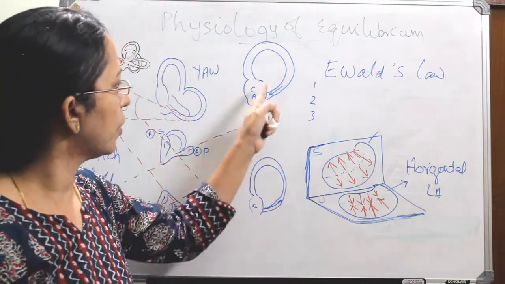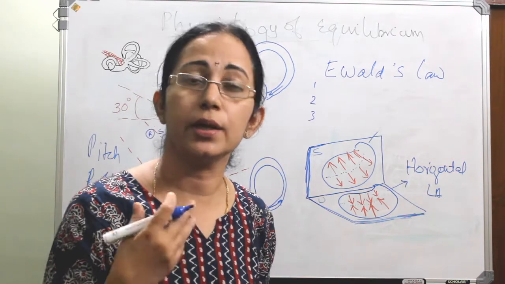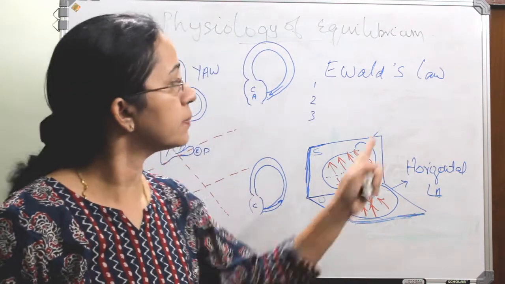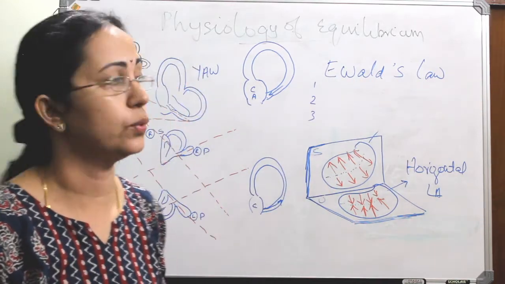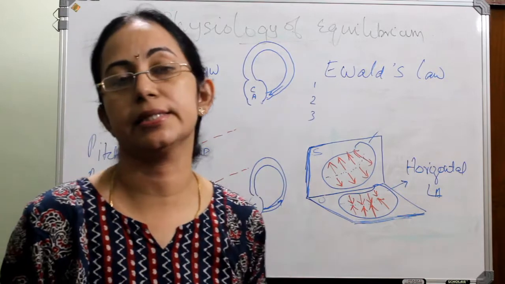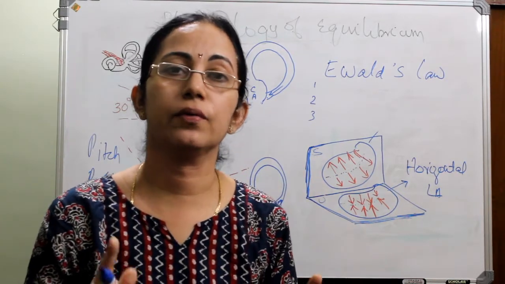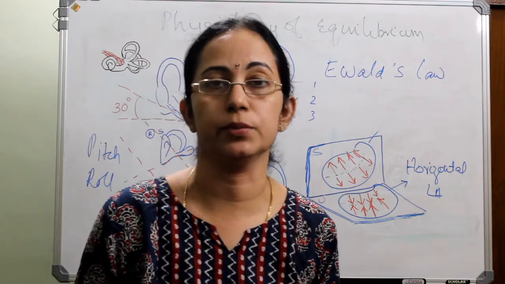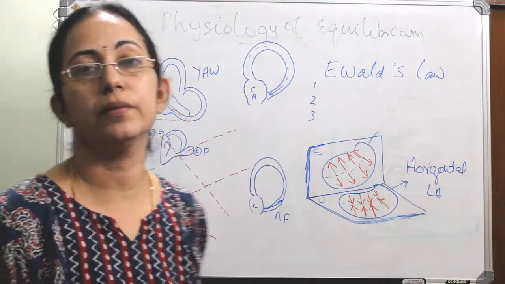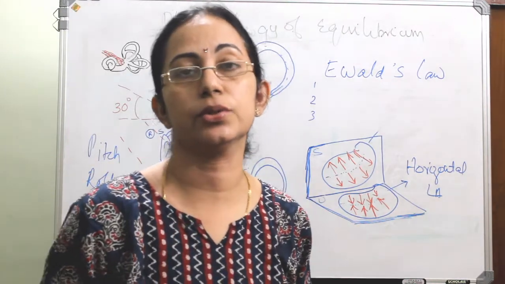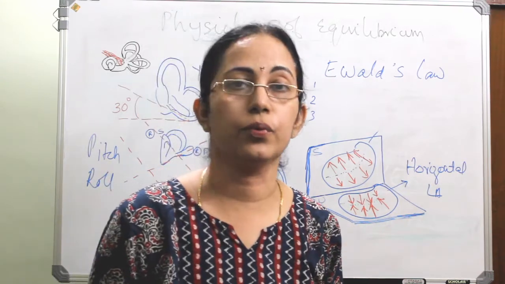Did you understand? So all the things I have already explained were made into a law or observations by Ewald, known as Ewald's Law. That also you have to know. Ewald's Law 1 states that the head and the eye movement will take place always in the direction of the canal being stimulated and according to the flow of endolymph. So the head and eye movement will take place always in the direction of the semicircular canal being stimulated and according to the flow of the endolymph.